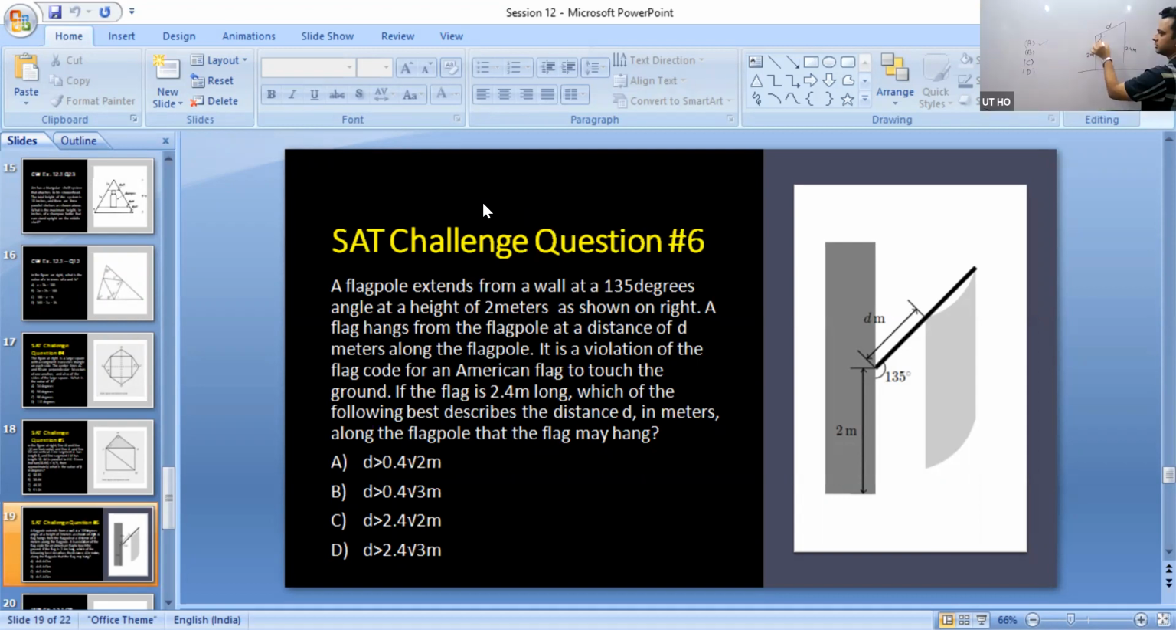This angle is complete angle is 130. Okay. So I can say this will be 45, because this is 90 degrees. So this will be 45 degrees. Yes, sir, I used a different method. Okay. We will discuss afterwards.